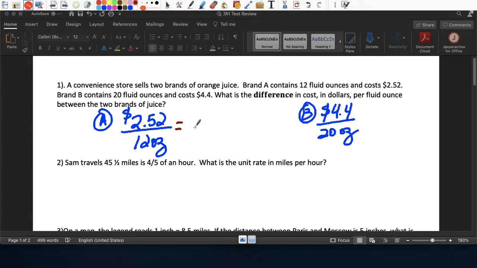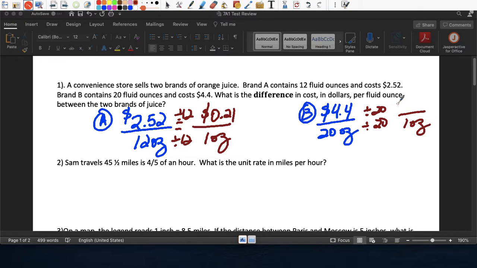So the first thing we have to do is find the unit rate. How much is 1 ounce here? Well, divide by 12, the same old thing we always do. 2.52 divided by 12 gives us 21 cents. So each ounce is 21 cents. Here, we divide by 20. And 1 ounce of orange juice is 4.40 divided by 20, which gives us 22 cents.